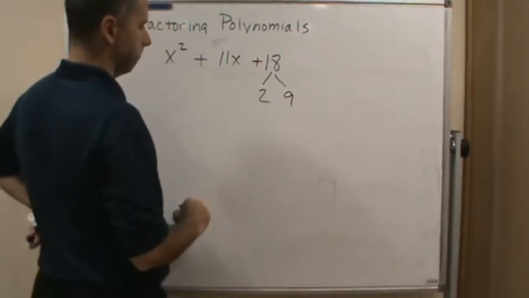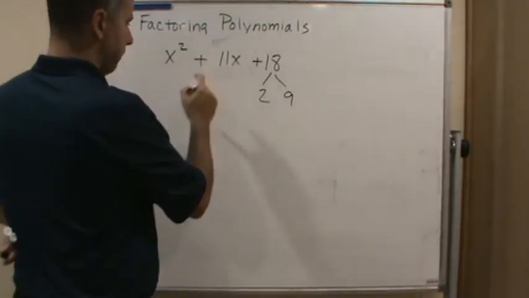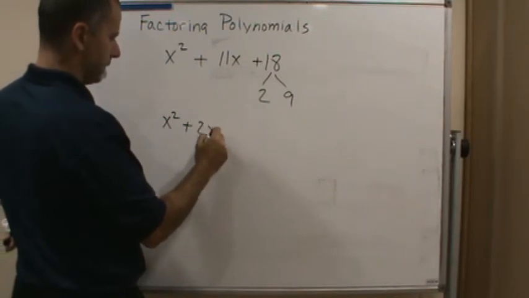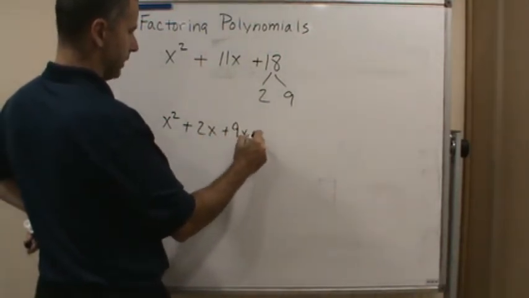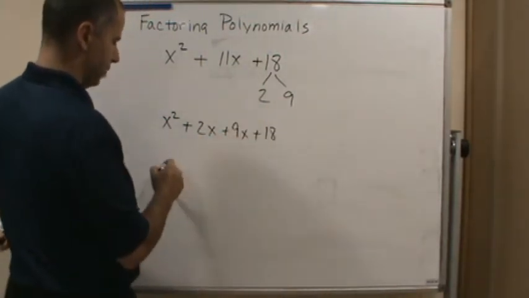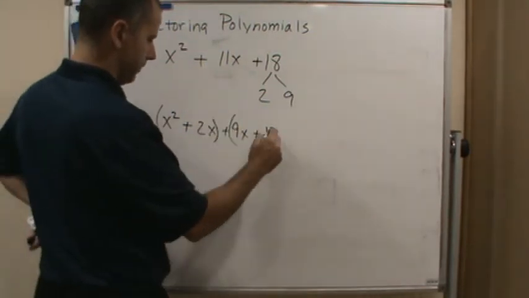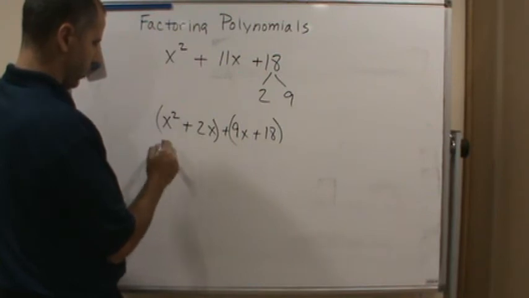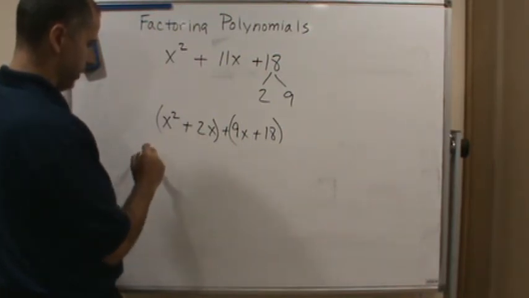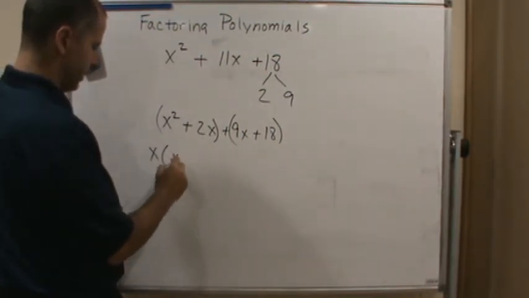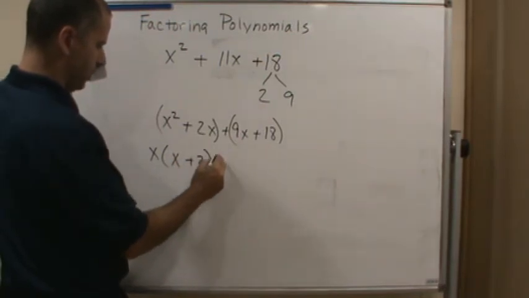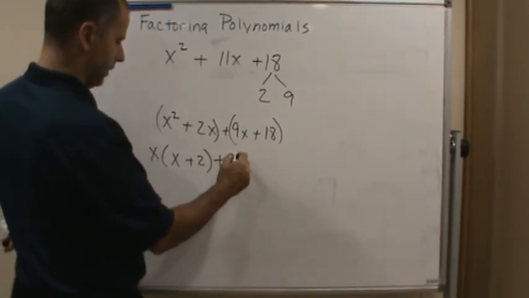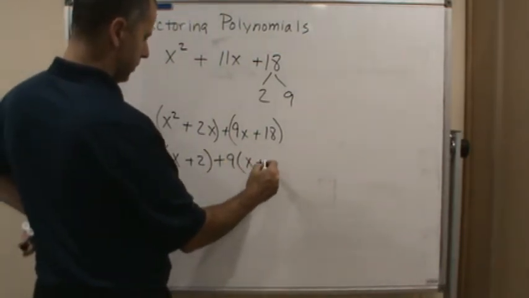2 and 9. So I'm going to decompose this. So it'll be x squared plus 2x plus 9x plus 18. And so now I'm going to do my grouping again. And now I'm going to group these two. So I'm going to factor out an x. So I get x times x plus 2. And then over here I'm going to factor out a 9. So I get plus 9 times x plus 2.